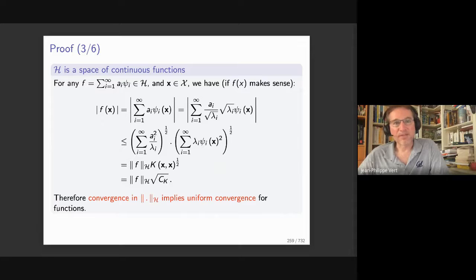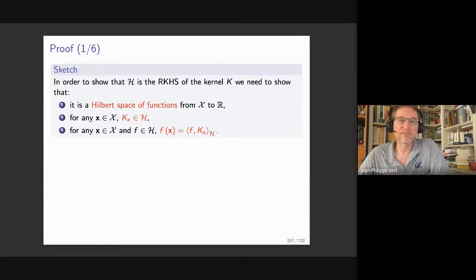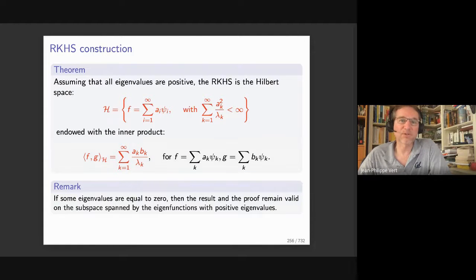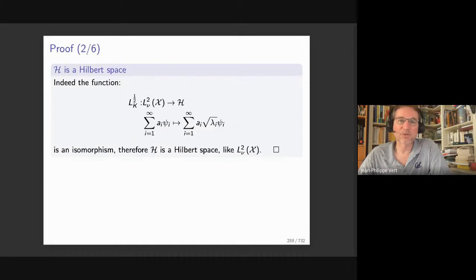All right, second thing: it's a Hilbert space, but we need to make sure that its elements are functions, because remember that an RKHS is a Hilbert space of functions. So here we show that it's a Hilbert space of continuous functions, in fact. To prove that, we start from an element, the sum of a_i psi_i, which is in the space that we defined. We say it's a sum of a_i psi_i with a_i that satisfy this constraint.